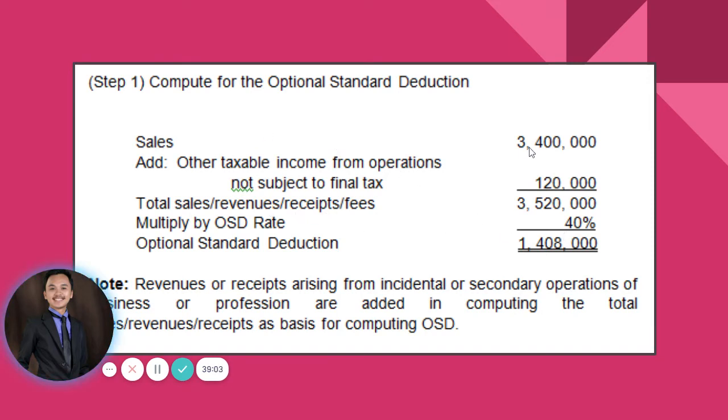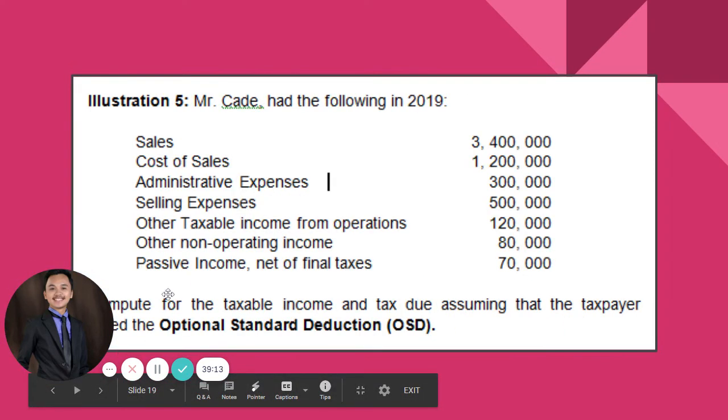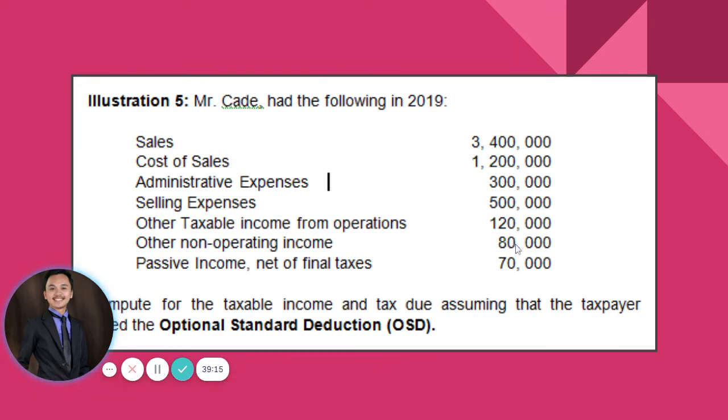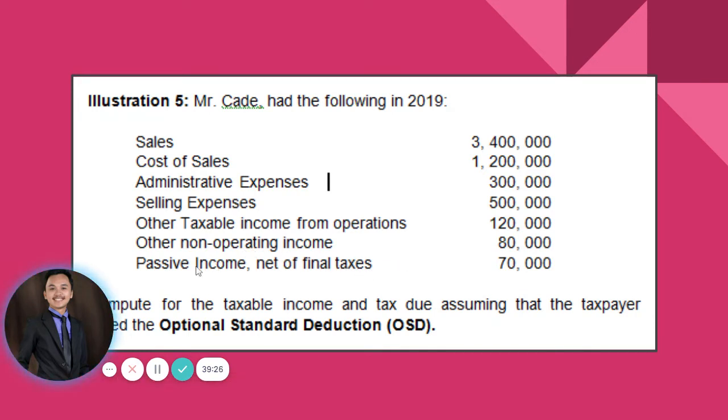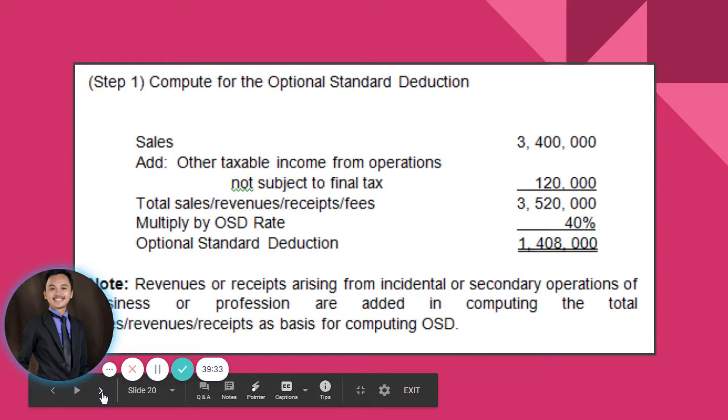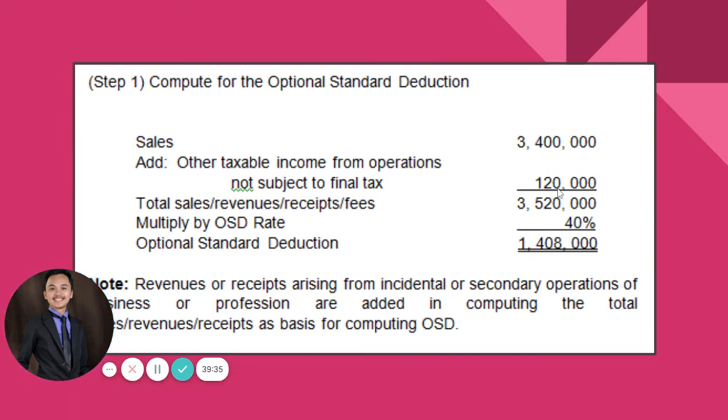So, take note, we have sales of 3.4 million plus other income from operations not subject to final tax. I think this is other non-operating income of 80,000. So it will be added to our total sales. It should be noted that what will be added is the other income not subject to final tax. Here, we have income subject to final tax, which is passive income, okay? It will not be added. What you will only add is the other income not subject to final tax of 120,000.